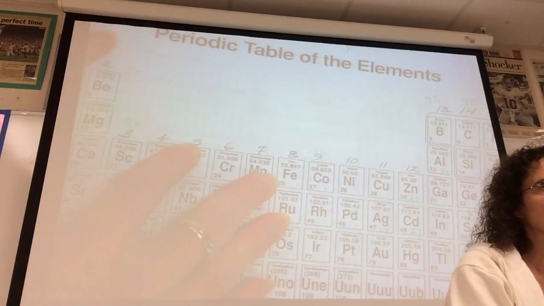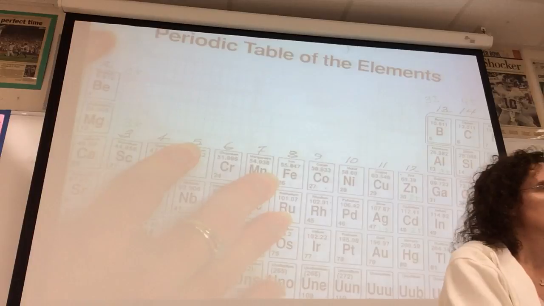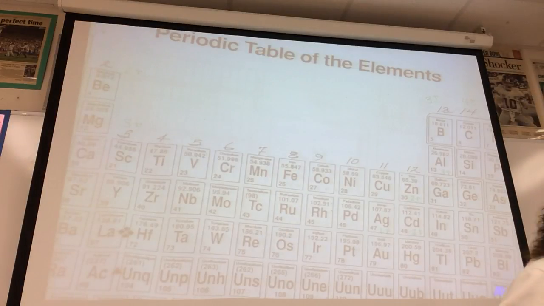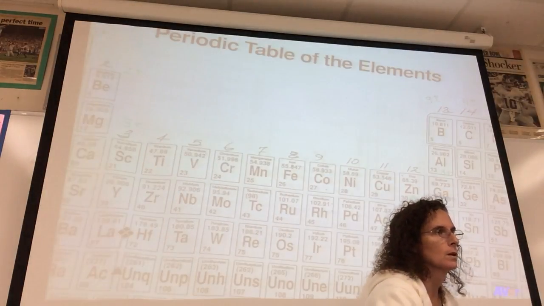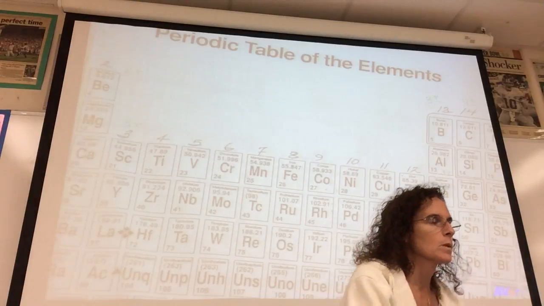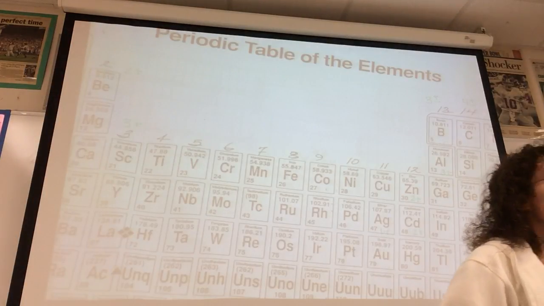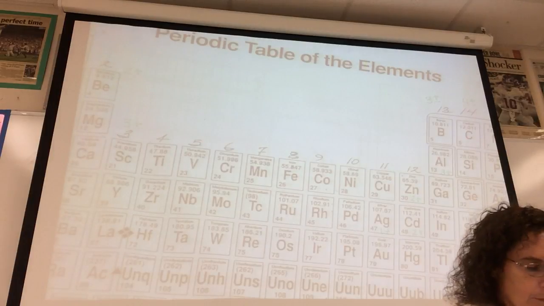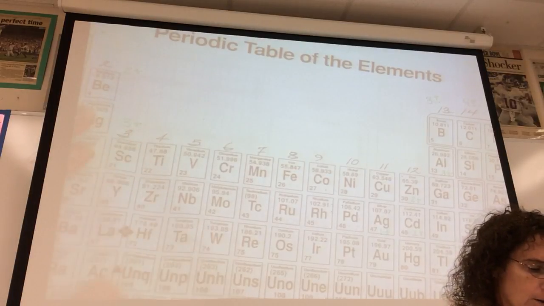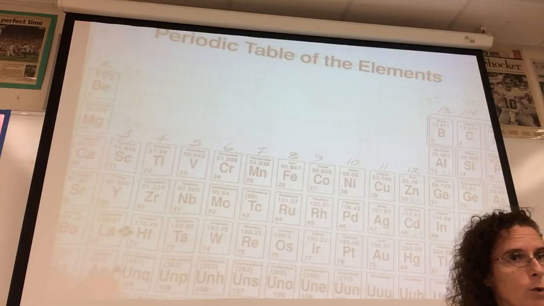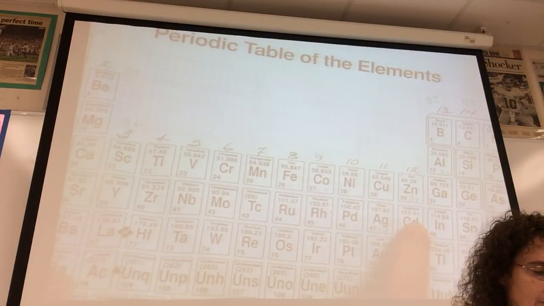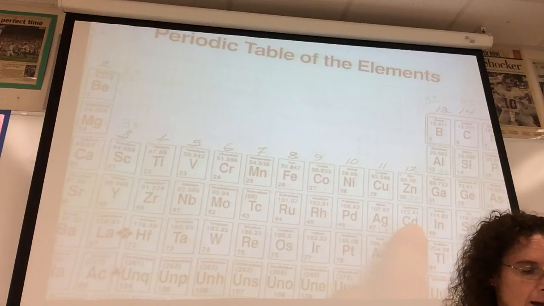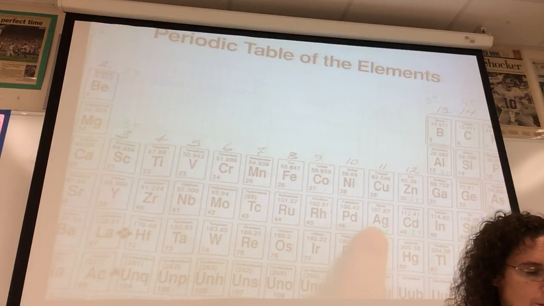So what do you need after the name of a transition element? The Roman numeral. The Roman numeral, which indicates what? Charge. Charge on it. Very good. The only elements other than group 3 that don't need a Roman numeral are zinc, cadmium, and silver, because zinc and cadmium are always 2 plus and silver is always 1 plus.